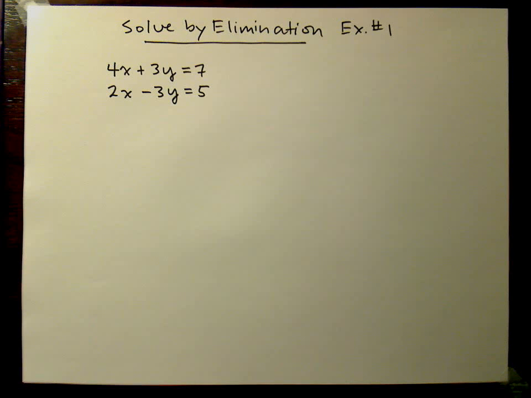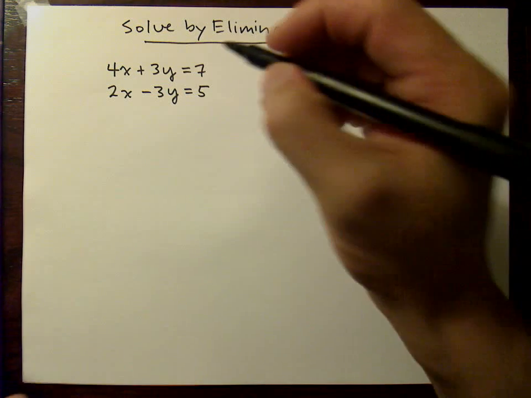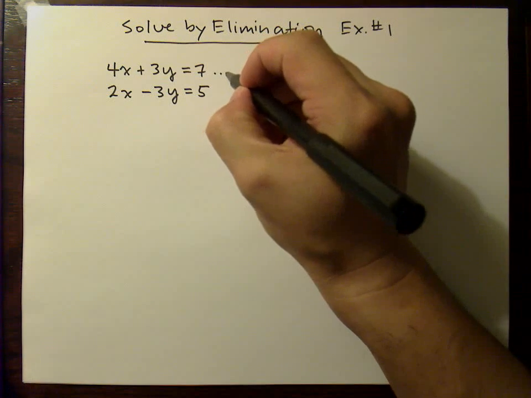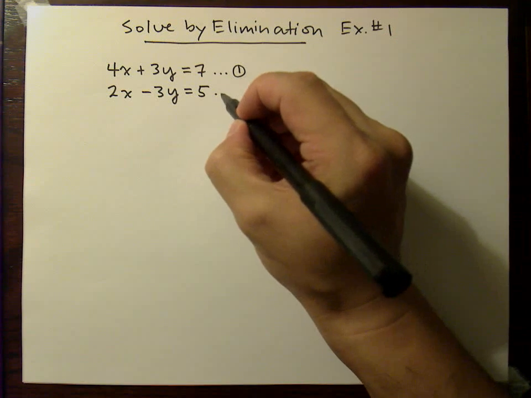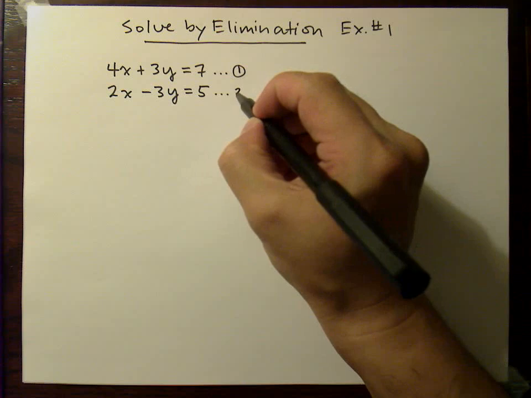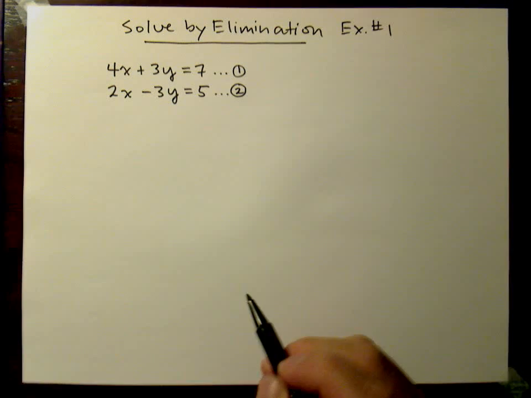Welcome. In this tutorial we will be using the elimination method to solve a system of linear equations. So let's get started. First we need to label each equation. Equation 1, and this one of course is equation 2.